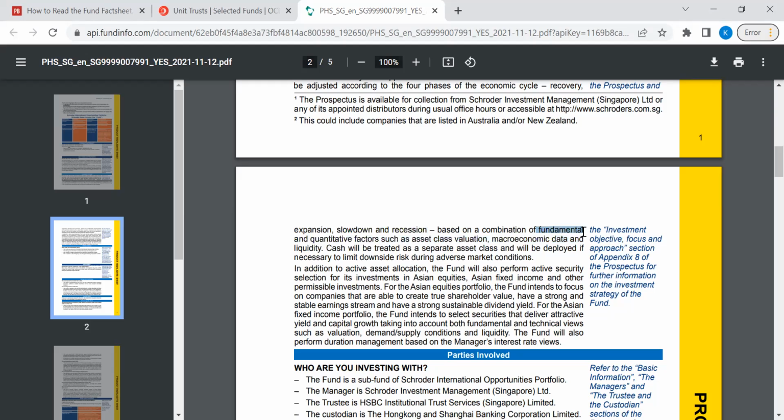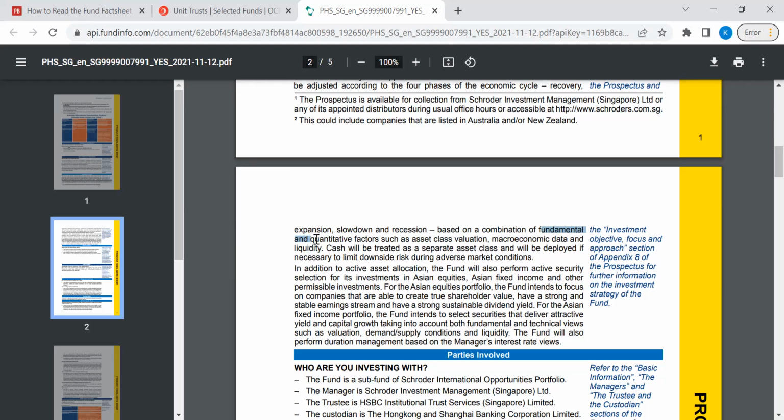Combination of fundamentals and quantitative factors such as asset class valuation, macroeconomic data, and liquidity. So what are all these? Right? Fundamentals basically is how you want to value the things that you actually invested in. For stocks, basically the financial ratios of the stocks, the price to earning or price to book, price to dividend. These are the financial ratios.